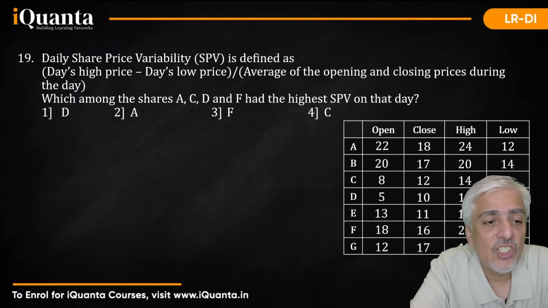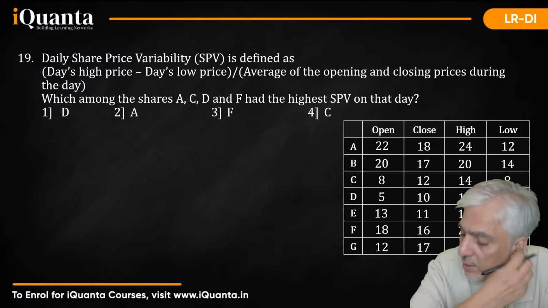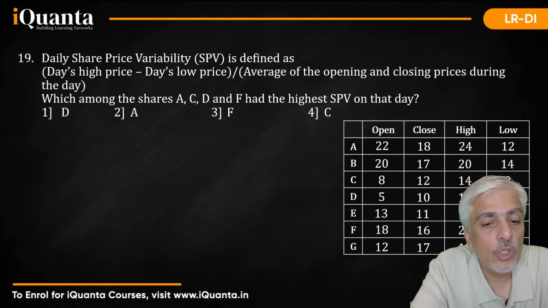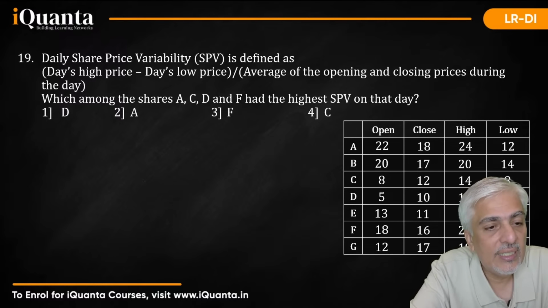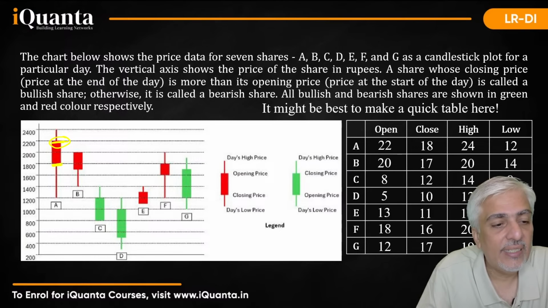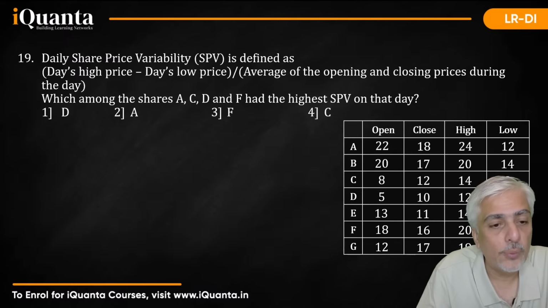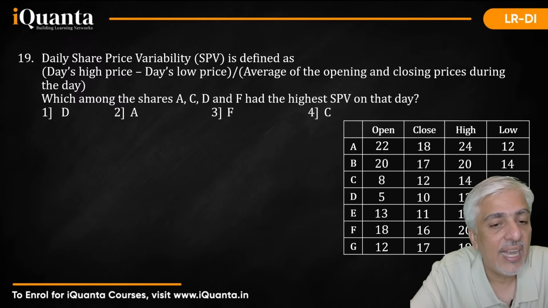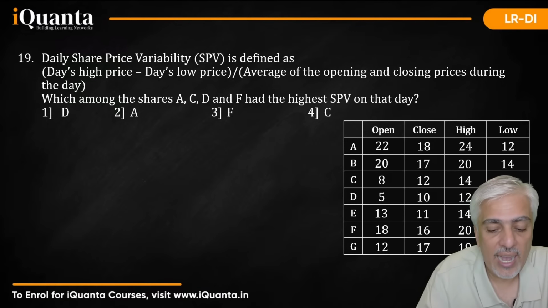Now, daily share price variability is defined as what? Day's high price minus day's low price divided by the average of the opening and closing price during the day. Which of the shares has the highest SPV? So you have to do only for these 4 shares, high minus low, and among these, which are red? Among these 4, A, see the options are D, A, F, C. So we'll have to see which of them has the highest SPV. Price variability, high minus low.